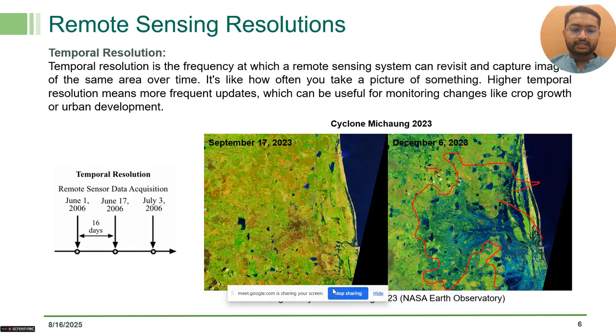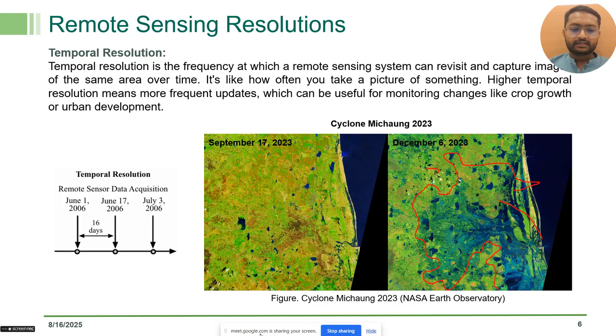Here this imagery is, I think, Landsat imagery at 30-meter resolution. So if you want to do this kind of application, where we are looking for regional specific data, you can use the Landsat imagery. So this is basically temporal resolution: how frequently you get the image, after how many days you get the image.